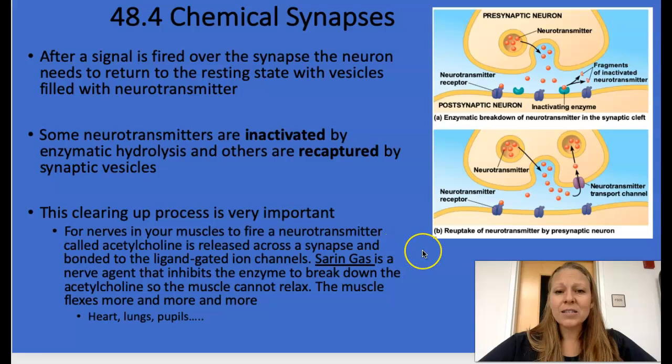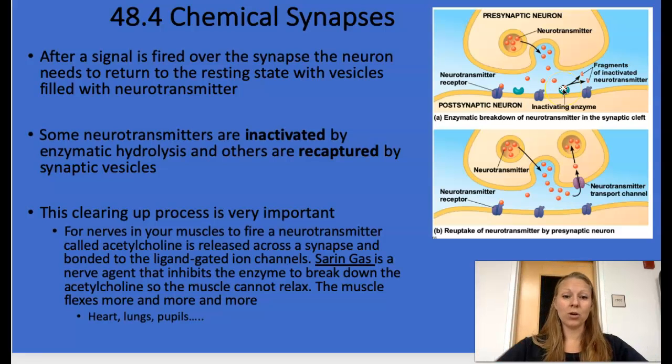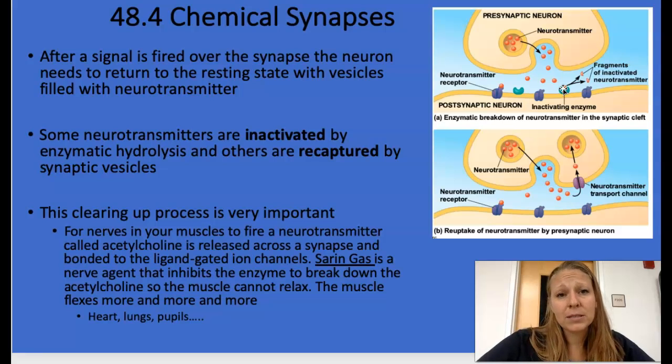And so after a signal is fired over a synapse, it needs to return to a resting state, and the neurotransmitters need to go. One of two things is going to happen to it. One is that they're going to be incorporated back into the vesicles and used again, or they're going to be inactivated by an enzyme, basically just hydrolyzed and moved off and used as something else or potentially reconstructed again. This clearing up process is very important because it allows for the nerve to fire again. And if you don't clear it up, then it can't fire again.